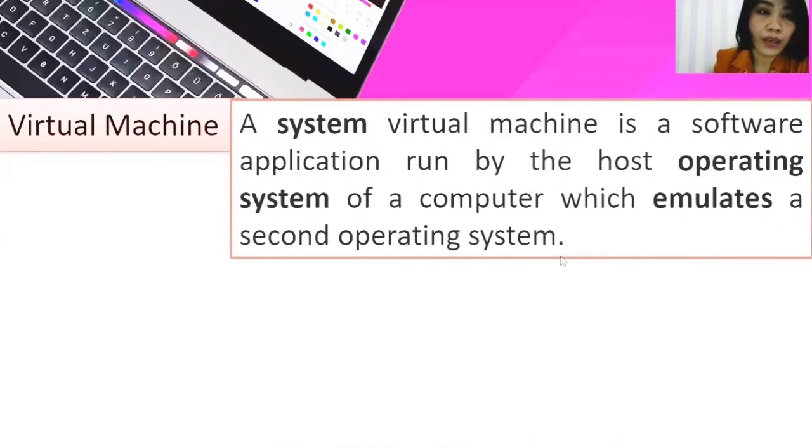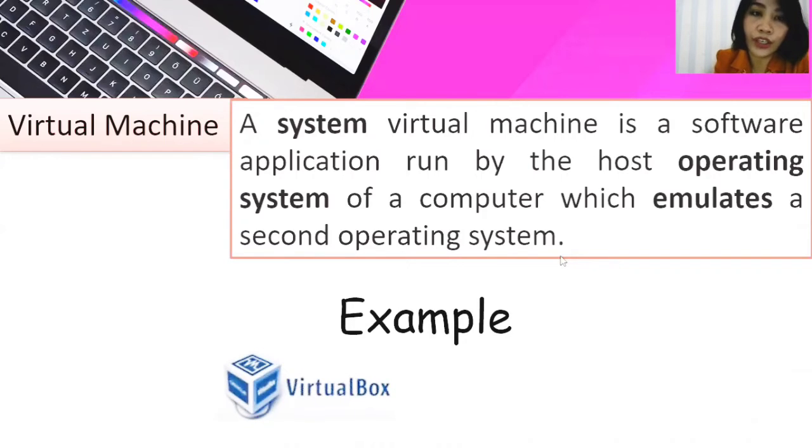We can say a virtual machine is a software application run by the host operating system of the computer, which emulates a second operating system. Example virtual machines we know are VirtualBox and VMware. But mostly we only know about this one, VirtualBox, especially those that like to play games.